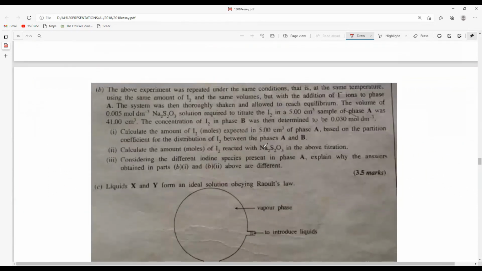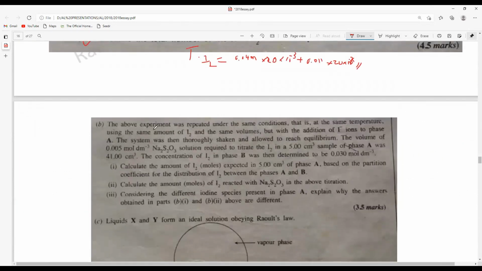Then we move into question B. The above experiment was repeated under the same condition, that is, at the same temperature. So very good. Your KD, which you found as the I2 concentration in the organic solvent, which is B here, over A, is not going to change. It will be the same as 3.64 because the temperature is the same.